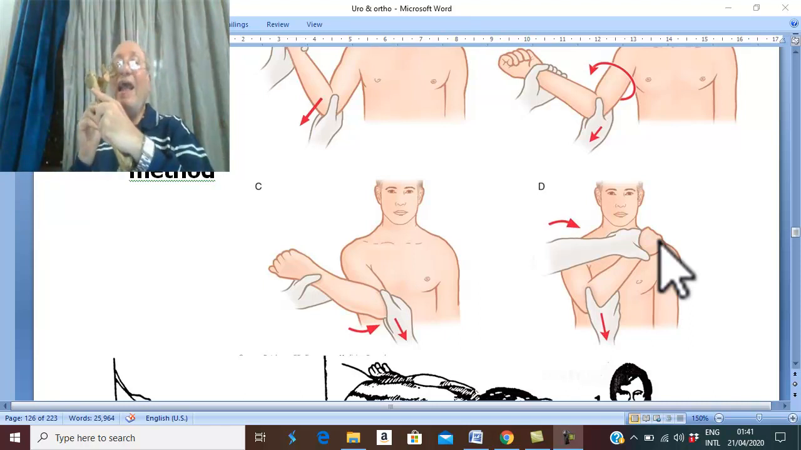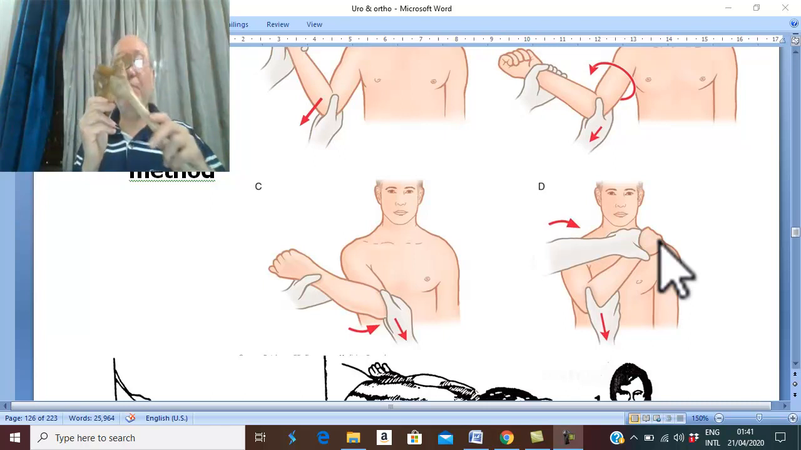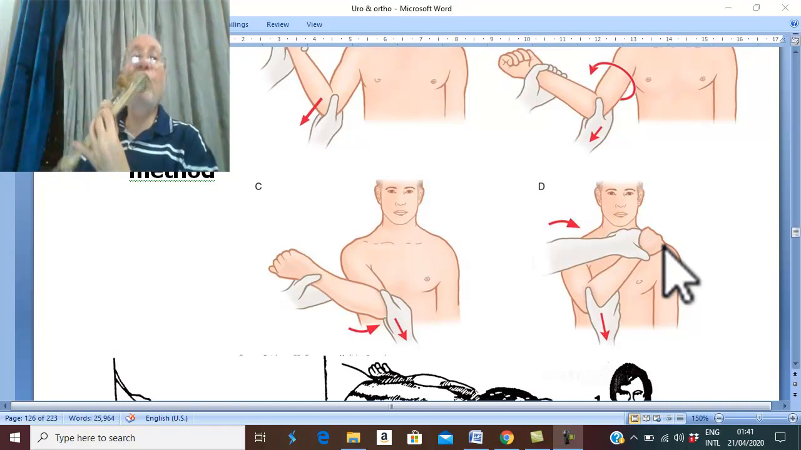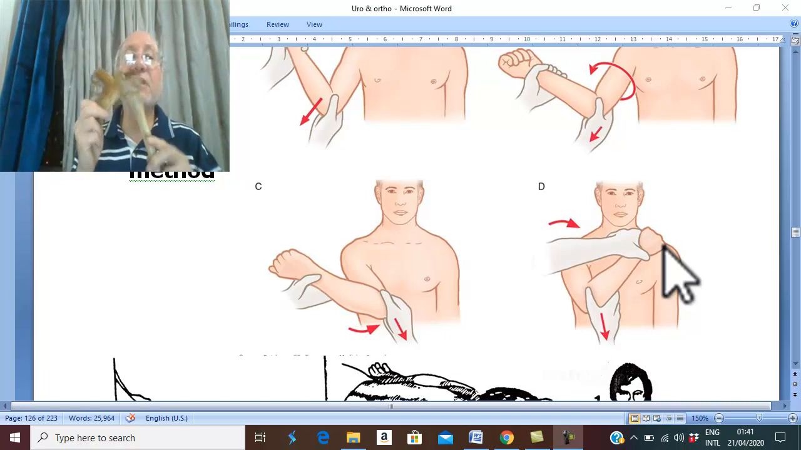We do traction on the abducted arm. This is the abducted arm. Traction on the abducted arm, then external rotation. Traction and external rotation will bring the head of the humerus in front of the glenoid cavity. Then adduction and internal rotation will bring the head of the humerus into the glenoid cavity.